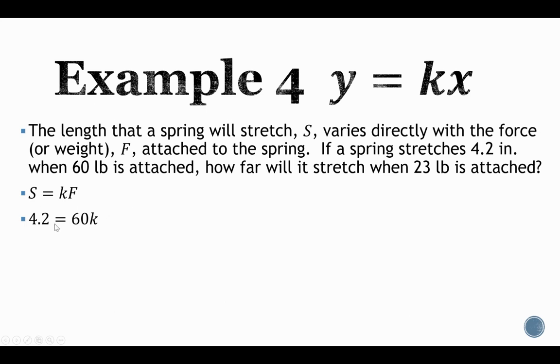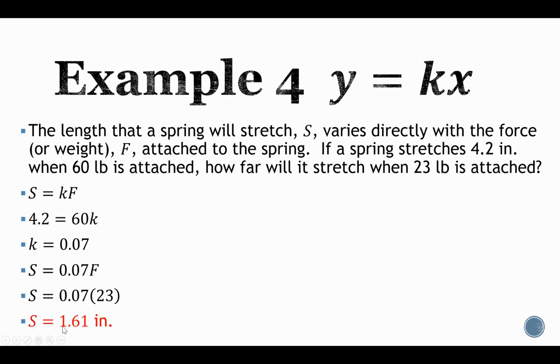So if S is 4.2 and our F is 60, we can find a K value of 0.07. Now, knowing the K value, we can flip it on its head and solve for S, knowing that the K value is 0.07, and we want to get to 23 pounds instead. So 0.07 times 23, S is going to be 1.61 inches.